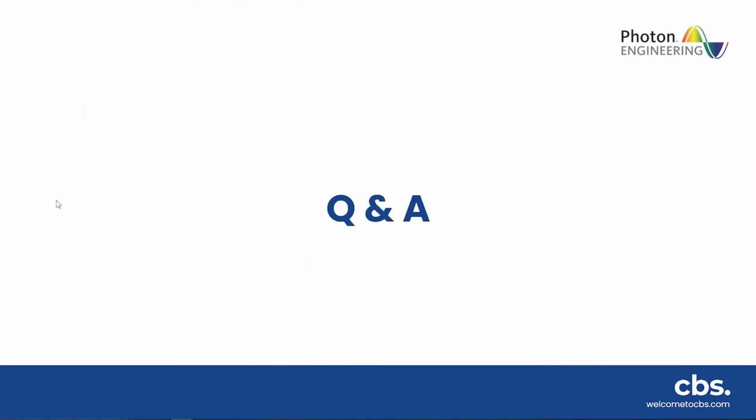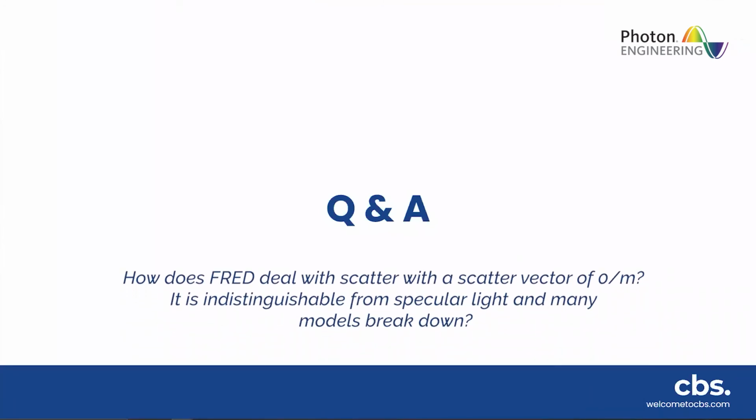I think we have a couple of questions. So, a question from Martin here: how does Fred deal with scatter with a scatter vector? Well, in terms of the other models that Fred has, it's statistically unlikely for the scattered ray to take the exact same path as the specular ray, to the point that it almost never happens. So in terms of the energy calculations overall, it doesn't have that big of an impact, generally speaking.